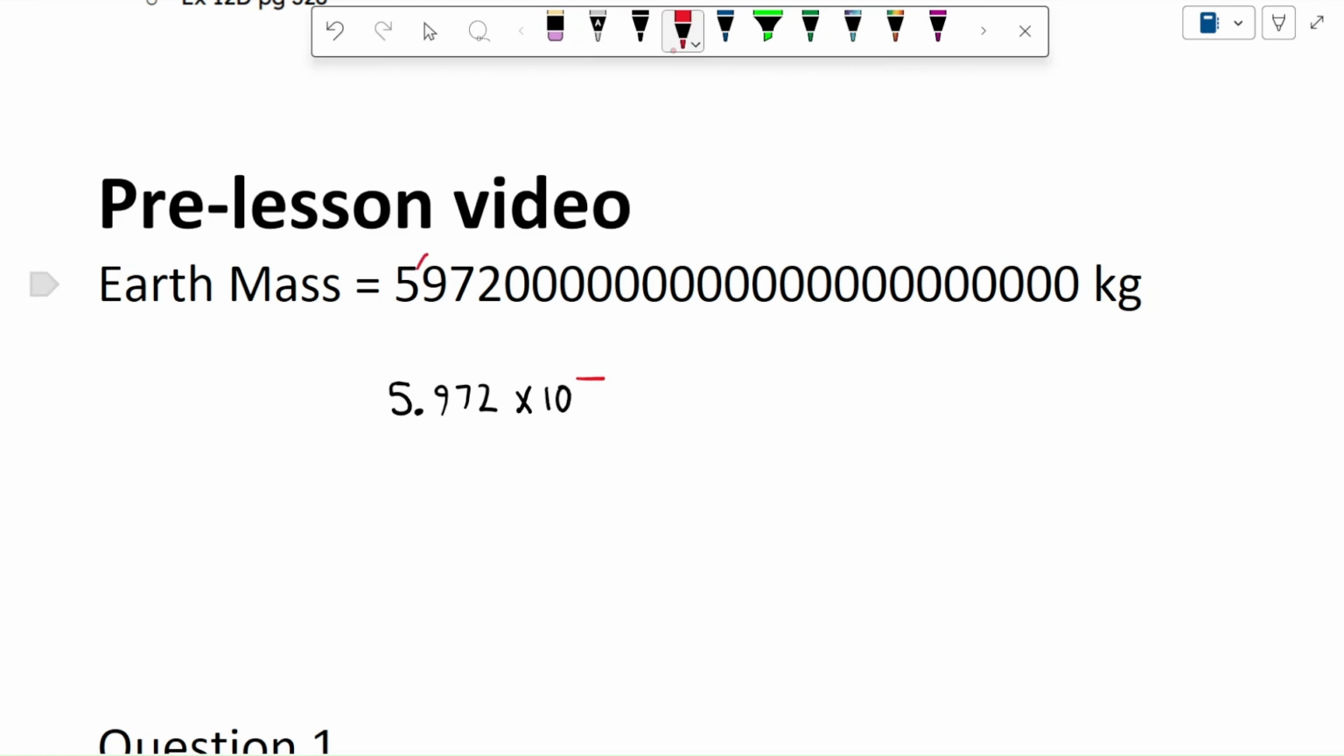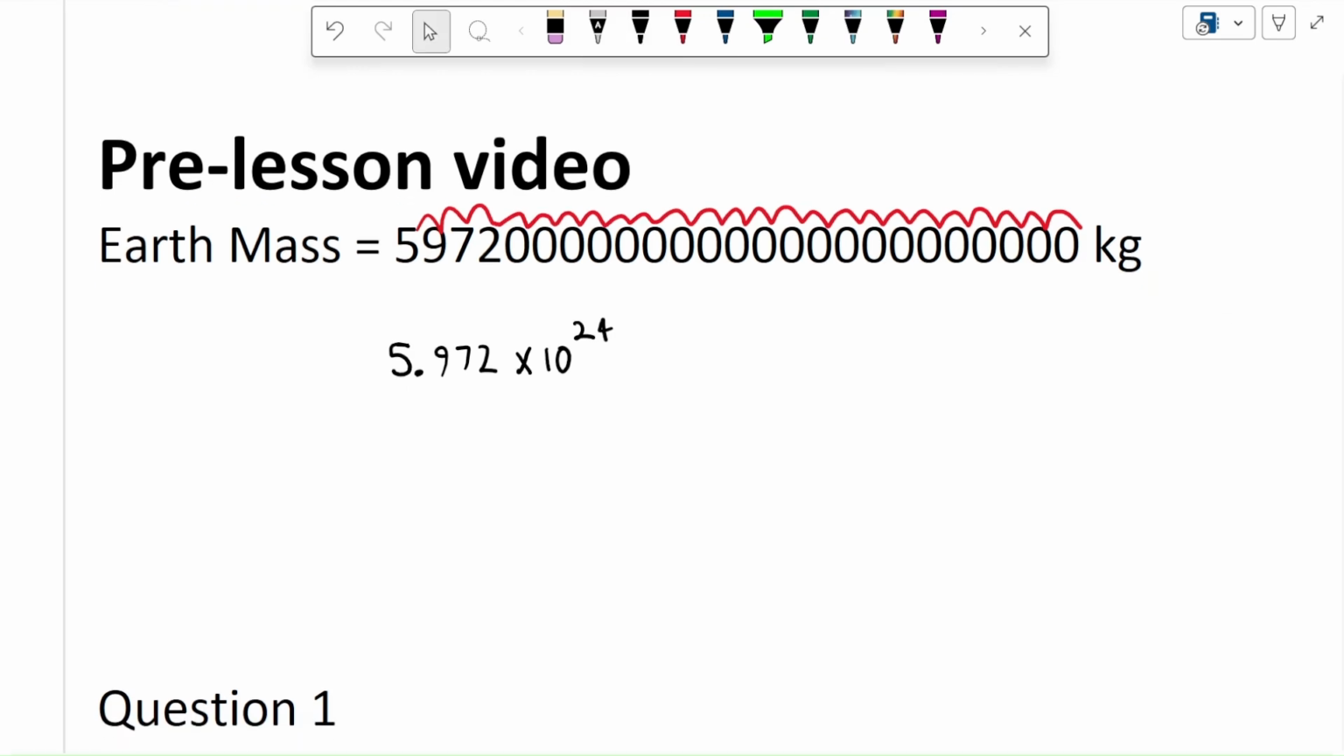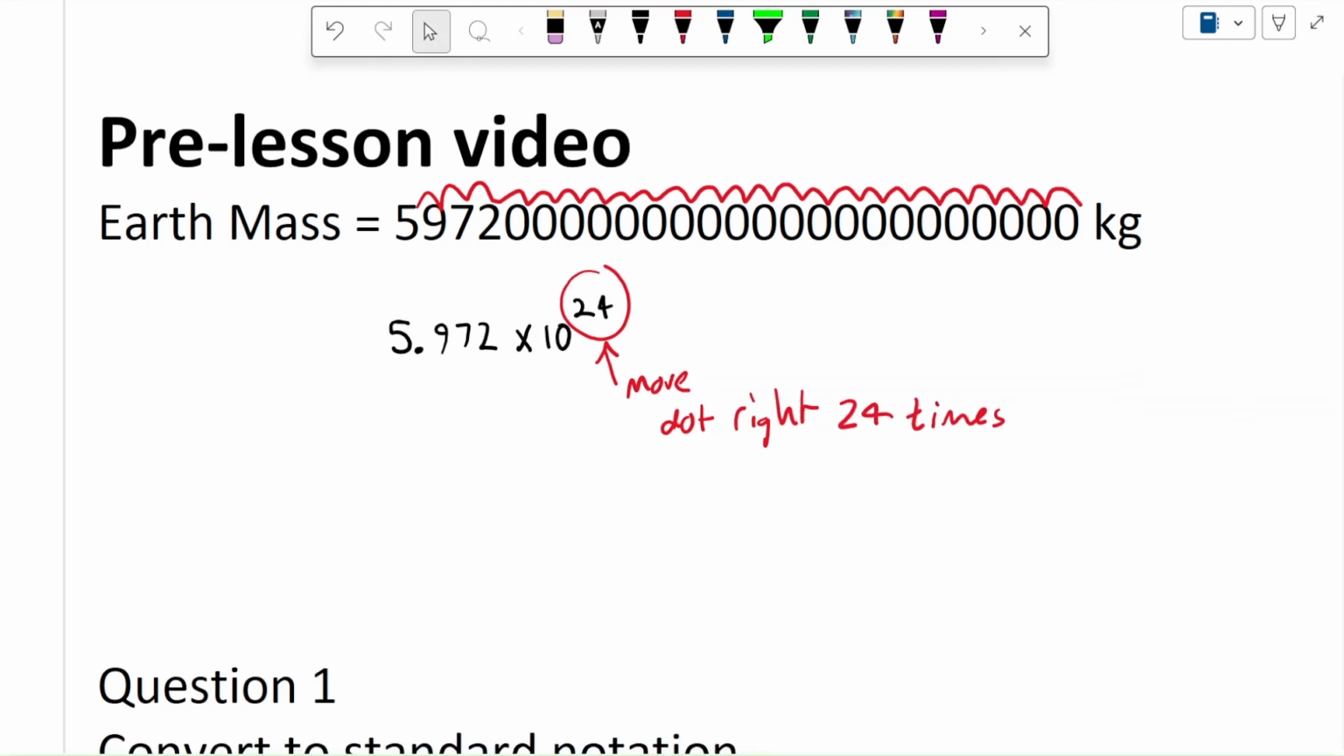So if we sort of count this, it'd be 1, 2, 3, 4, 5, 6, 7, 8, 9, 10, 11, 12, 13, 14, 15, 16, 17, 18, 19, 20, 1, 2, 3, 4. So it's 10 to the power of 24. If you do actually work out 10 to the power of 24 and times it by that decimal number there, you do get this big number here. So essentially the 24, think of it, move the dot right 24 times, or 24 spots. Okay, and it's a lot nicer to write that number than it is to write the whole big long number.